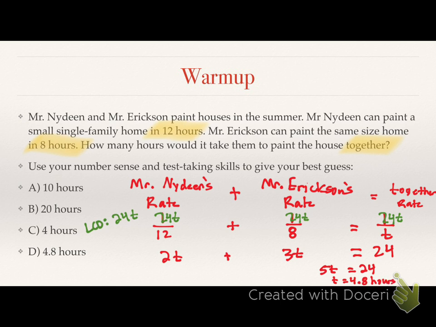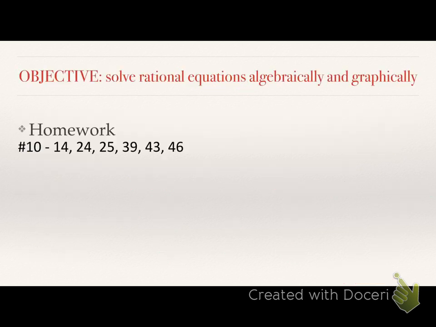It makes sense to get an answer less than 12 and less than 8, sorry. Individually, it takes them 12 hours and 8 hours. So working together, it should be faster than 8 hours, and it is. It's 4.8 hours. So that's how we can solve this type of combined rate problem, by using a rational equation.